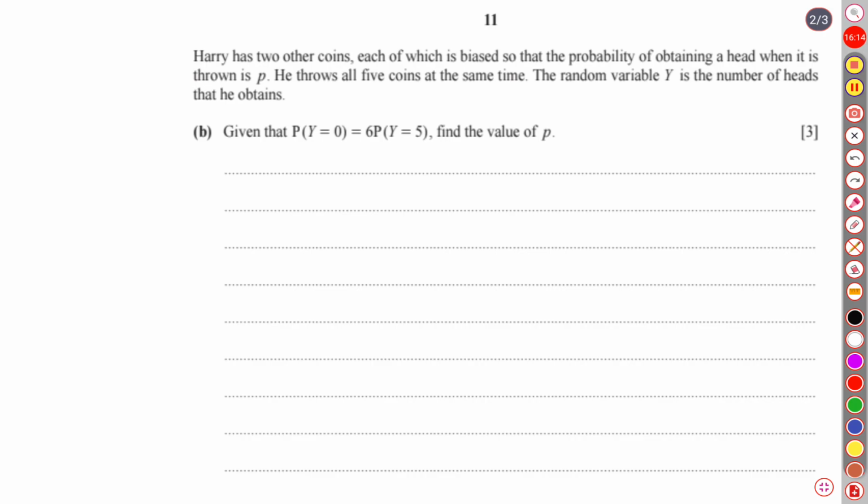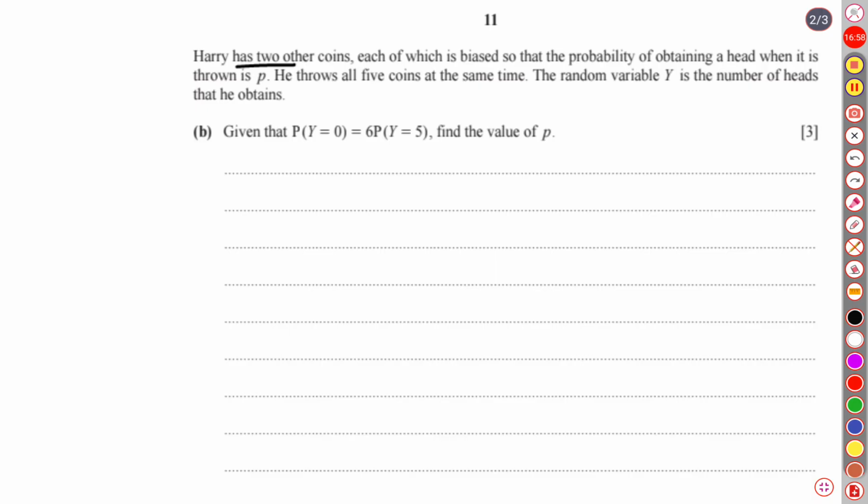Question B says, Harry has two other coins, each of which is biased, so that the probability of obtaining a head when it is thrown is p. He throws all five coins at the same time. The random variable y is the number of heads that he obtains. Given that P(y = 0) = 6 × P(y = 5). So y = 0 means there is no head, all of them are tails, and the total number of coins will be 5. Earlier there were 3, now 2 more.